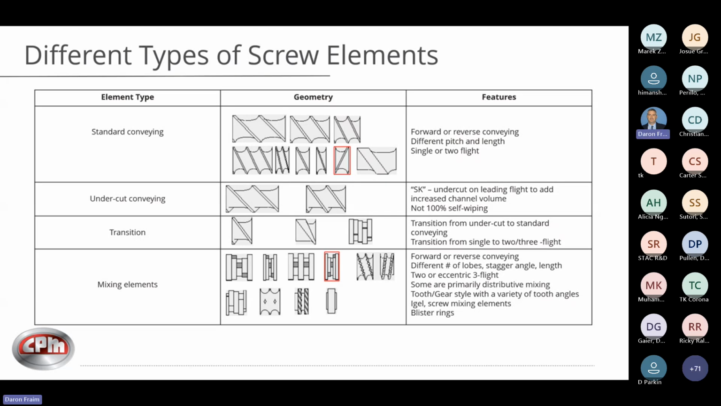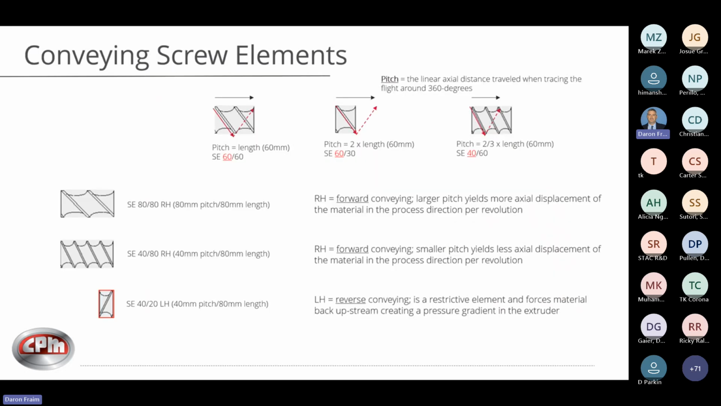And then, of course, there's a variety of mixing elements here. You probably recognize a lot of these being kneading blocks. Again, the one outlined in red is a reverse. Then we have what we call slotted or gear type mixing. And then you can have, again, two or eccentric three flight on the kneading. Some of these we'll go through in detail. We'll understand what their primary function is in terms of type of mixing. Then you have your blister ring, there's an eagle, and we'll go through that in more detail.